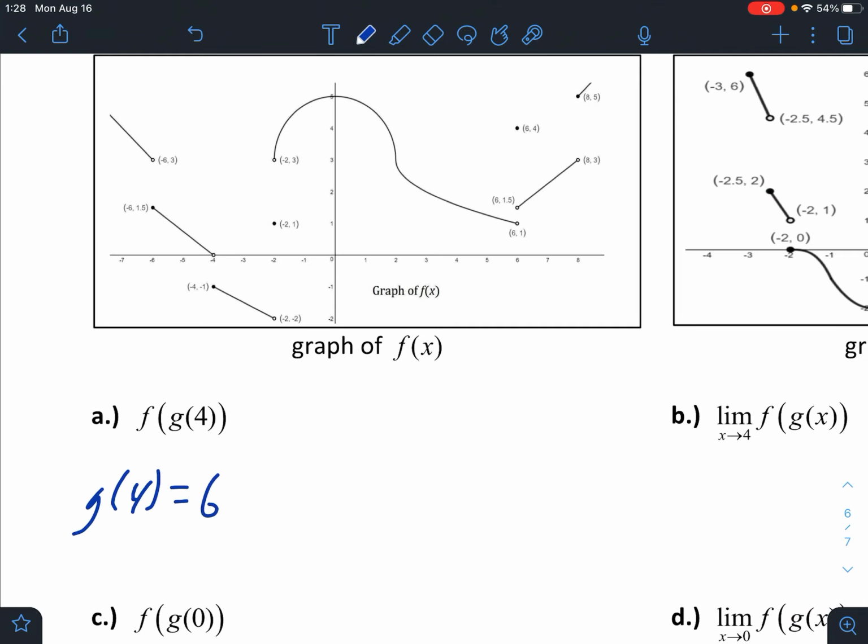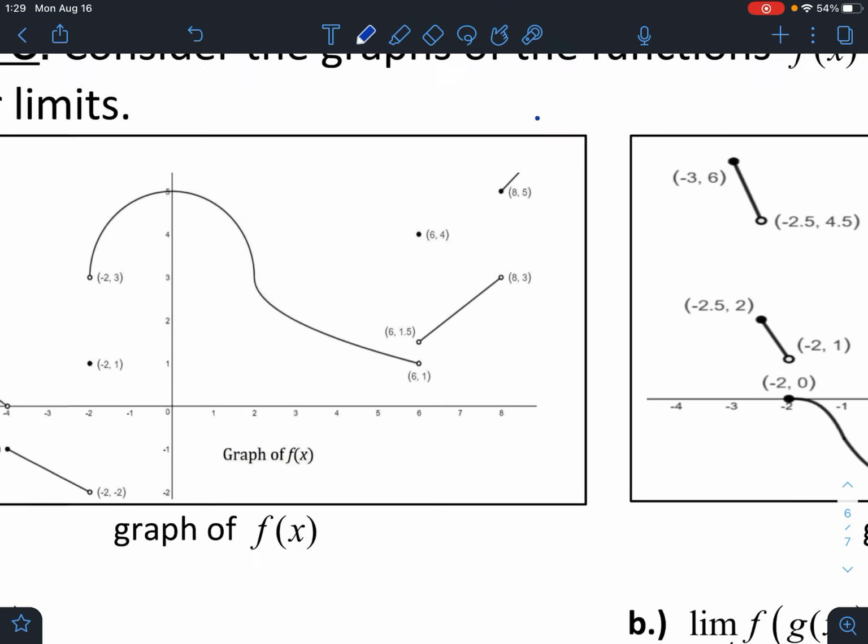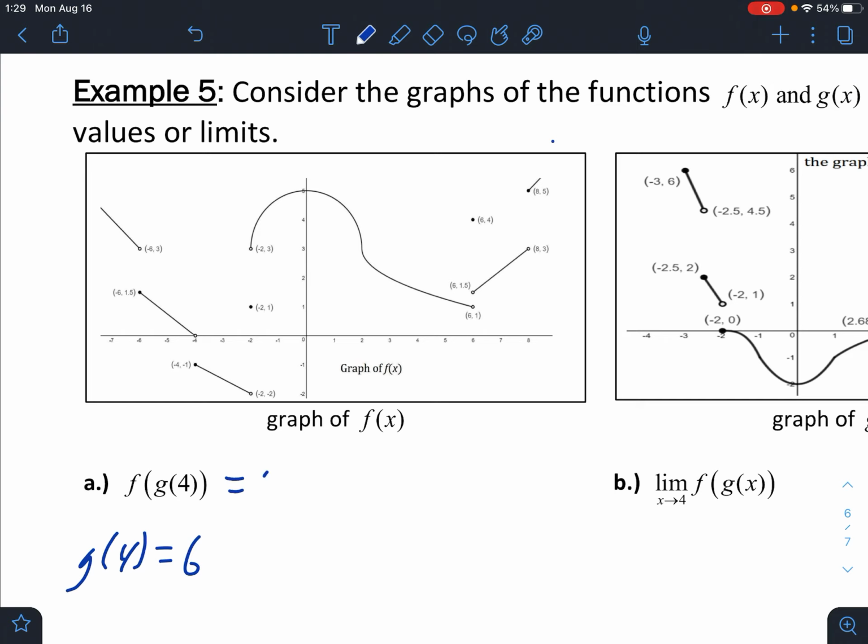So we're just doing f of 6. F of 6 would be 4. So f of g of 4 is 4. But now we're saying, let's do the limit as x approaches 4 of f of g of x. Okay?